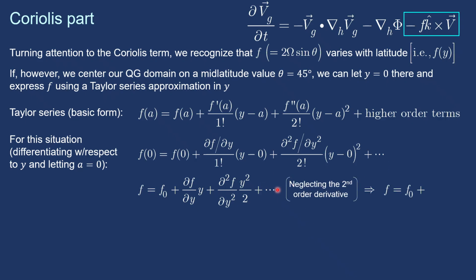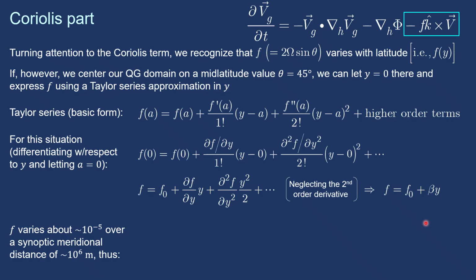In fact, not only do we not care about the higher order terms, we actually are going to throw out the second order partial derivative here as well, and we're only going to retain the first 2 terms on the right-hand side. So we have f naught plus this partial f partial y times y. And this change in f with respect to y is, by definition, beta, the variation of the Coriolis parameter with latitude. And so we rewrite this as f is equal to f naught plus beta y.